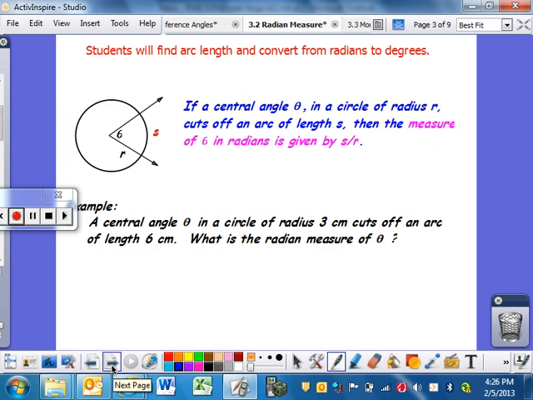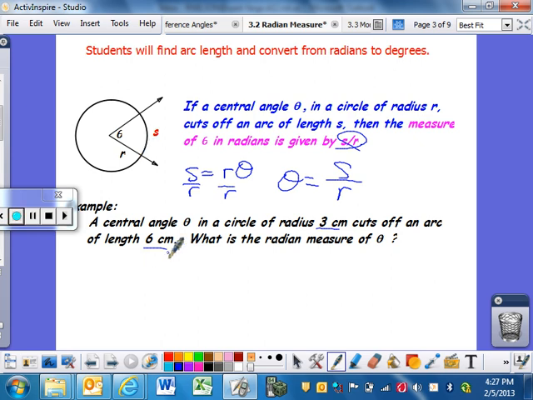So no different than anything else. If you have a relationship here, now we have maybe seen arc length before. It's just your radius times your angle in radians. If I actually solve for theta, divide by r, your radian measure is just your arc length divided by your radius. Okay, so if I have a problem like this one, a central angle in a circle of radius 3 centimeters cuts an arc of 6 centimeters, what is the radian measure of the angle? All that's saying is that my arc length is 6 when my radius is 3.